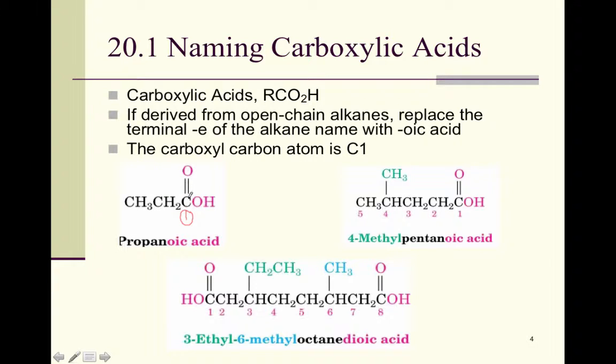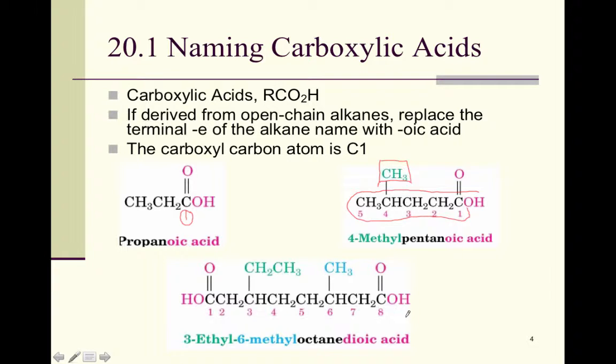We have a total of 3 carbons, 1, 2, 3. Propanoic acid, the E was removed. Oic is placed there, and there is a space between the oic name and acid. There is a space there. If you have a substituent coming off of your main chain, so here we have our main chain with the carboxylic acid group. The carbonyl carbon's carbon number 1. So relative to that, I have a substituent of methyl coming off carbon number 4. 4-methyl pentanoic acid.